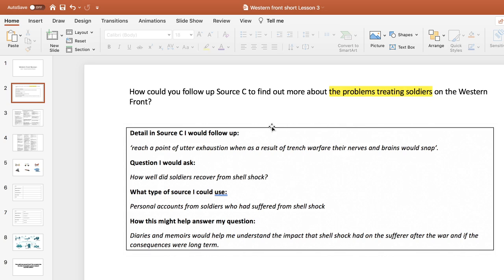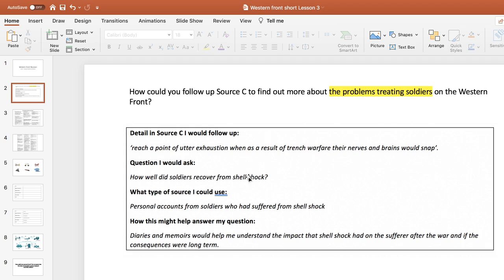So when they're asking you for a detail, the easiest way to make sure you get this mark is to pick out a quote. And in this case, they've picked out a quote from source C. Really engage with what source they're asking you to pick out and what kind of topic they're thinking about. Now, we're thinking about the problems treating soldiers, and the detail that we're going to ask a question about is this one. Reach a point of utter exhaustion when, as a result of trench warfare, their nerves and brains would snap. That's the quote that we've picked out. And that's it. If you pick out a quote, you should be able to get the mark quite easily.